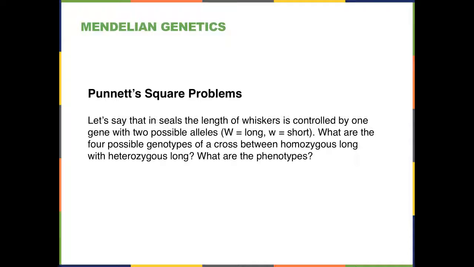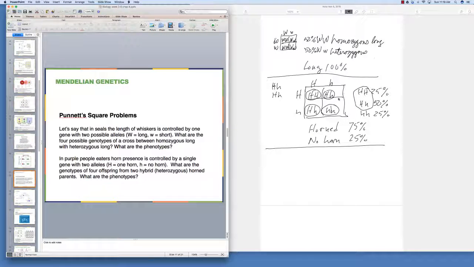And it's actually conventional a lot of times to pick a letter that doesn't rhyme with either possibility so that you're not tempted to try to change the letters. What are the 4 possible genotypes of a cross between a homozygous long and a heterozygous long? And then what are the phenotypes? Okay, so I've already done this over here.